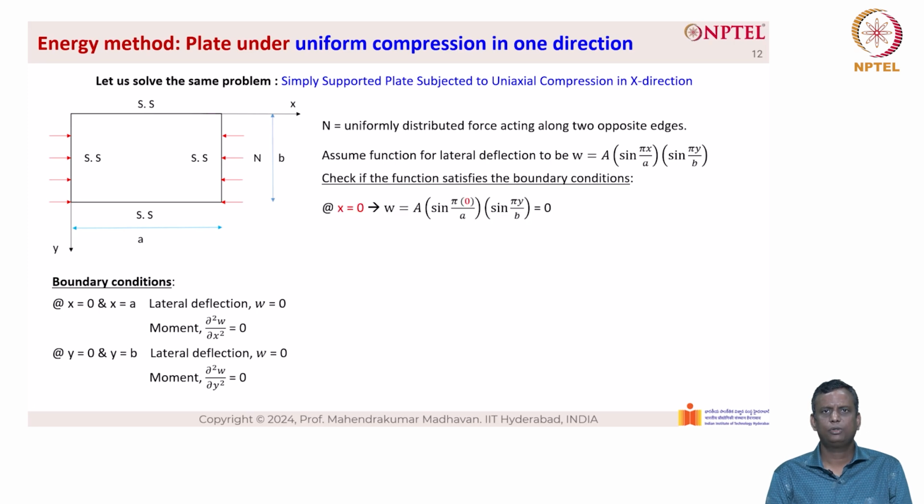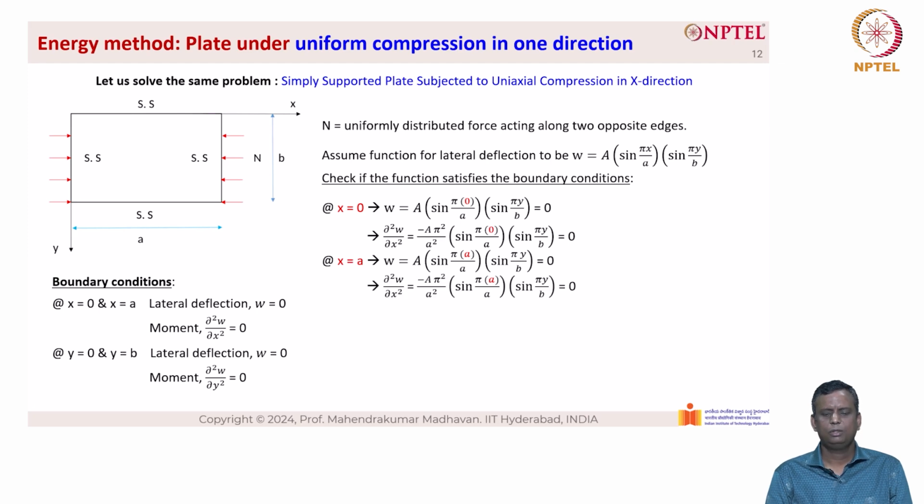So, at x equal to 0, w equal to A sin 0 into sin(πy/b), which is equal to 0. Similarly, ∂²w/∂x² is equal to minus A into π²/a² into sin 0 into sin(πy/b), which is again equal to 0. Now, at x equal to a, w equal to A sin π into sin(πy/b) equal to 0 and ∂²w/∂x² is again given as minus A into π²/a² into sin(πa/a), which becomes sin π, again this value is also 0.